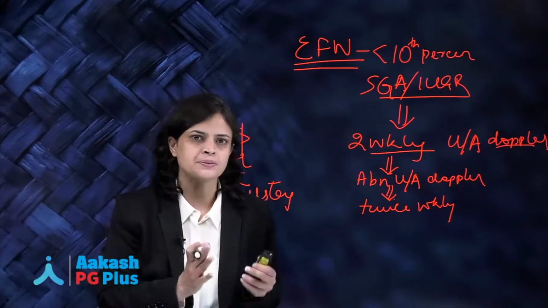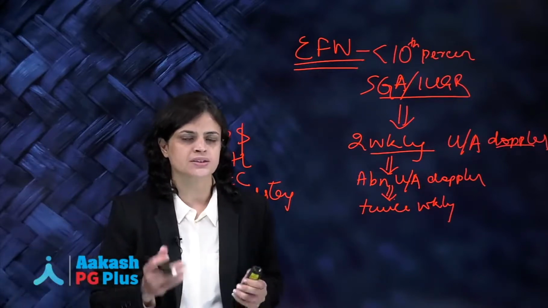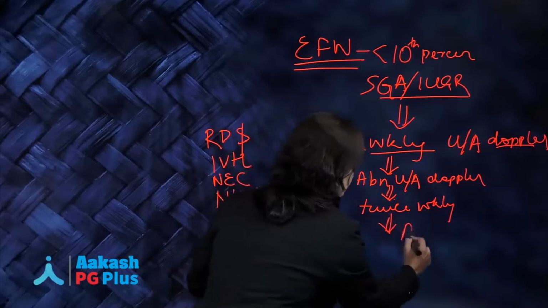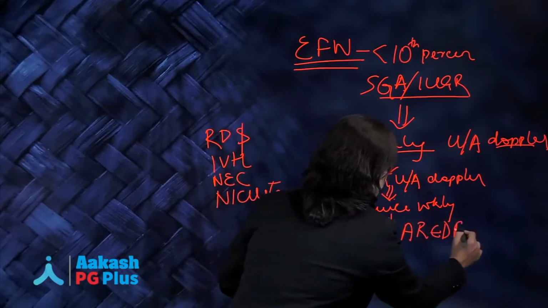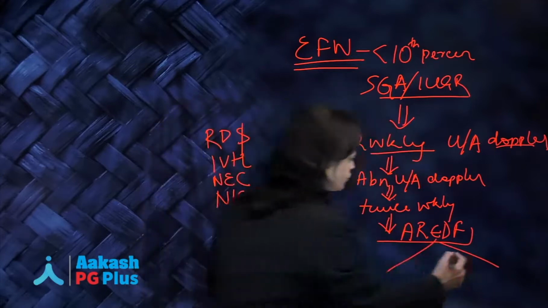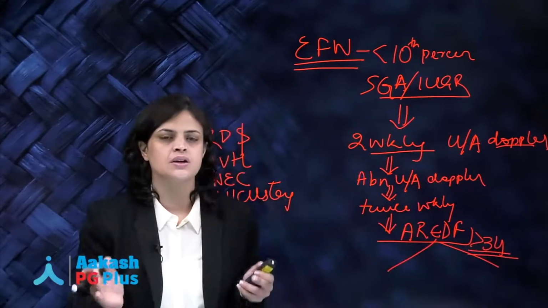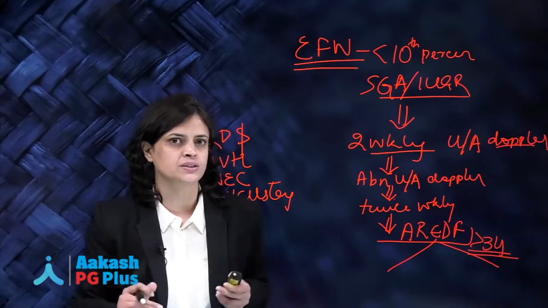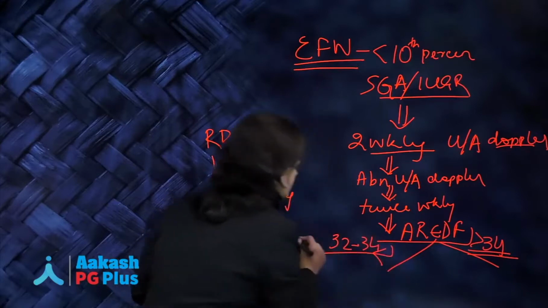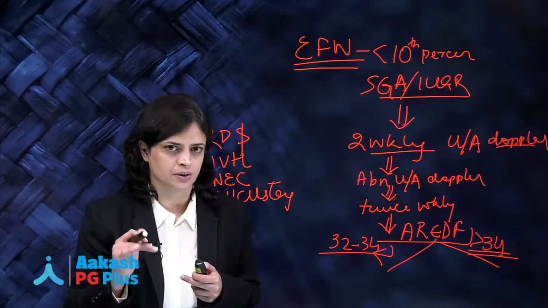If at any time absent or reversed end diastolic flow develops, these are ominous signs and are potential indicators of intrauterine death or stillbirth. So, if there is absent or reversed end diastolic flow, represented as AREDF, on umbilical artery Doppler, then further management depends upon the gestational age of the fetus. If the fetus is more than 34 weeks, then we can consider delivery of the fetus, because at 34 weeks complications of prematurity are not very significant. But if the fetus is less than 34, in particular less than 32 weeks of gestation, then if we hastily deliver the fetus, we incur all the complications of prematurity.